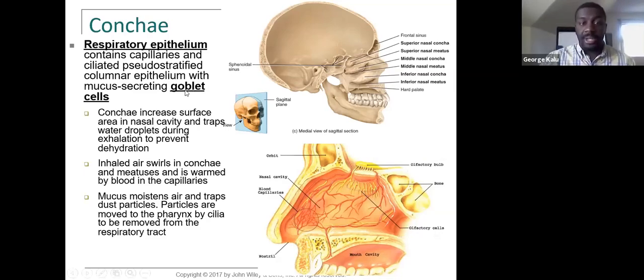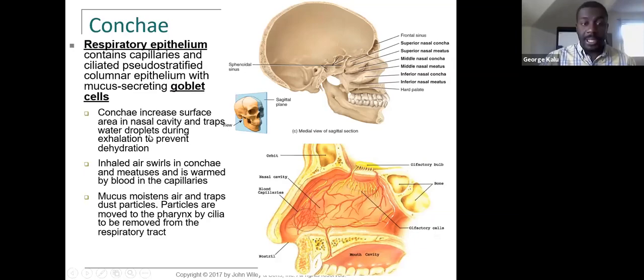Okay. So these goblet cells are going to be within this epithelium, and if you remember from chapter 3, goblet cells are cells that produce mucus. So we have some cilia, we have some mucus, and we have some capillaries. All three of these are going to be important going forward here. So we'll look at the conchae first.